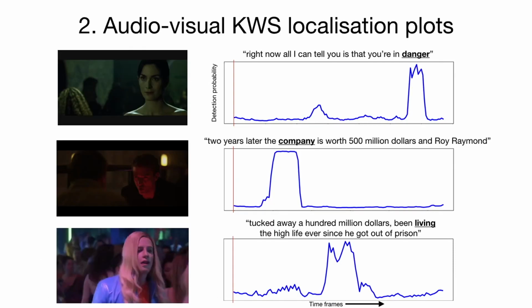Visual keyword spotting is valuable when audio is unavailable, but also when audio has been corrupted by noise, for example, from background music. We demonstrate a few examples of such a setting with plots of output detection probability from our audiovisual model. It should be noted that our model has not been trained in the domain of these movies.